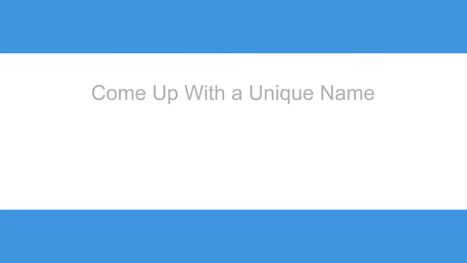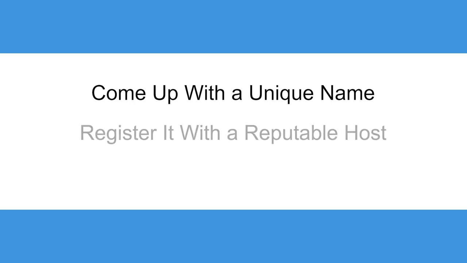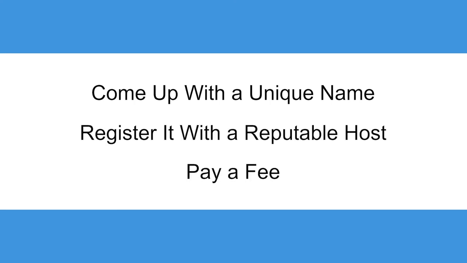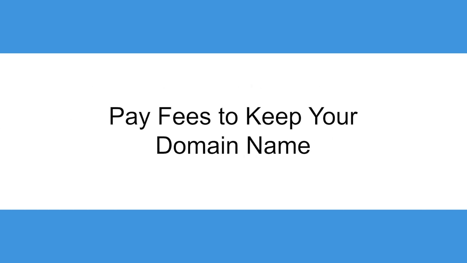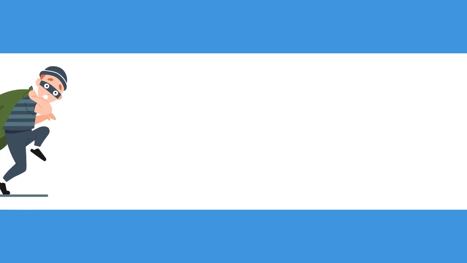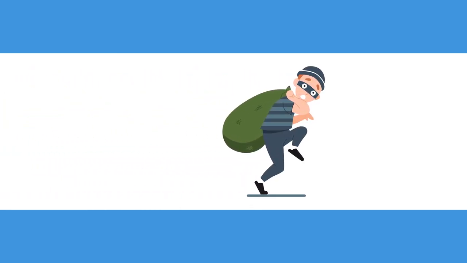So, how do you get a domain name? Anybody can get a domain name. All you have to do is come up with a name unique to your brand, register it with a reputable host, and pay a fee. Once you've paid your fees and keep paying them, nobody can take that name. But to keep your domain name, you must keep paying your fees. Otherwise, someone may come in and take that name from you.